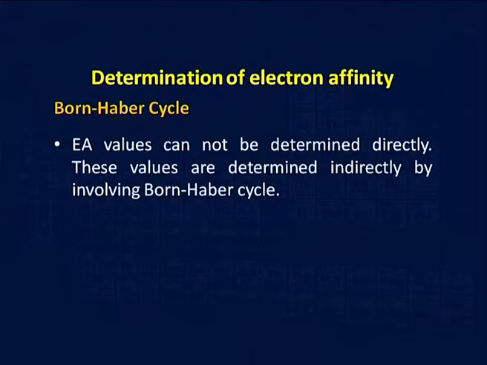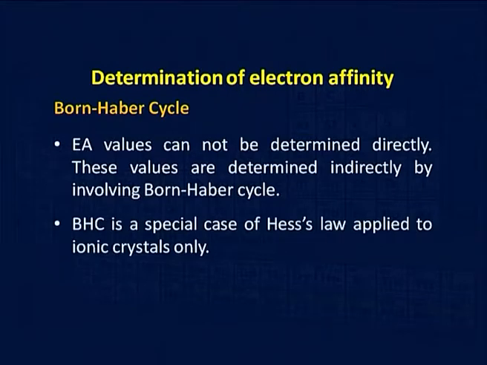Now, we have to find how these values of electron affinity can be determined. As such, it is very difficult to measure the amount of energy released when an electron is added to a neutral gaseous atom. It cannot be determined directly. Therefore, we have to find out the method, and with the help of Born-Haber cycle, we can find out the value of electron affinity. So, this is the indirect method to determine the values of electron affinity, and this Born-Haber cycle is a special case which is applied to the Hess's law.